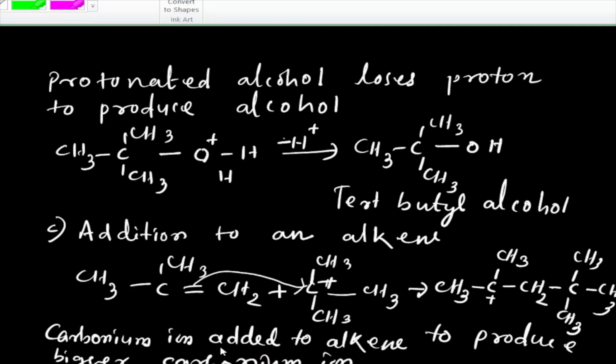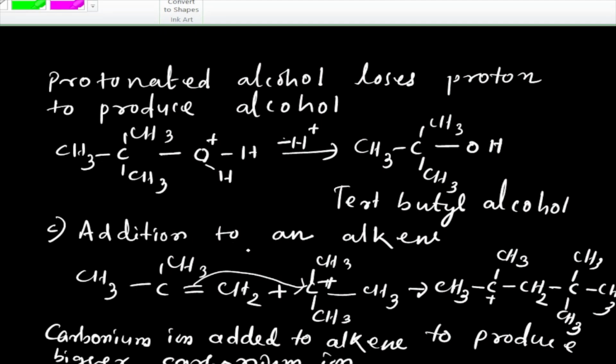Then if the tertiary protonated alcohol loses one proton, the reaction proceeds further. That means it produces an alcohol. You can observe here that this is called protonated butyl alcohol, and here one H will be removed, then it gives tertiary butyl alcohol. That means if the H plus ion is removed from the protonated alcohol, it gives the alcohol.